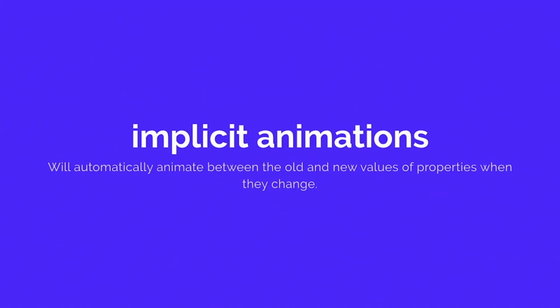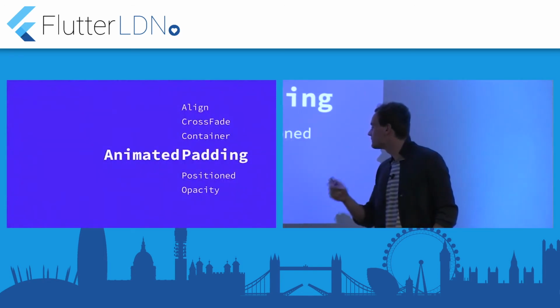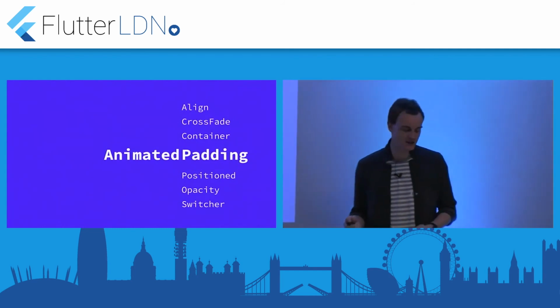And for that reason, there are implicit animations, another type of animation. Those will automatically animate their value if you change them between two set state calls. This is pretty handy if you have something simple that needs to be animated. Those widgets basically start with the word animated. So if you search the Flutter doc again, you can find everything like animated align, cross fade, animated container, animated padding, animated positioned, animated opacity, or animated switcher, and switcher is pretty good. And it's also easy to use.